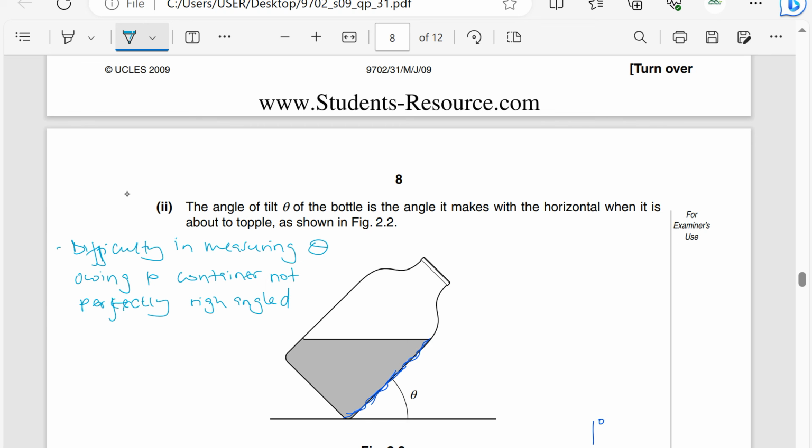Of course, this is easier to improve. We would even say it is not perfectly right angled at the bottom, because we are measuring the angle at the bottom. It was difficult measuring theta owing to the fact that the container is not perfectly right angled at the bottom. So this one would be solved by saying make the bottom square using plasticine. You can just put plasticine and make a square at the bottom so that it's easy to measure the angle.